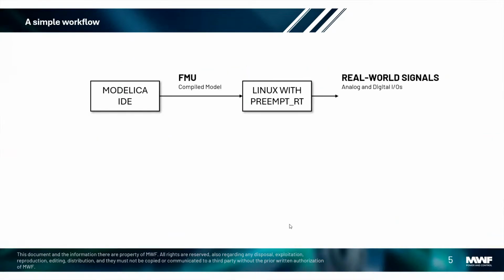So our workflow is very simple. Once we have a specific Modelica development environment like Wolfram System Modeler, we generate a compiled version of the model called FMU under the FMI standard, and we run this model in real time under Linux with a preempt-RT package. After that, we are able to interact with the system in real time through real-world signals.